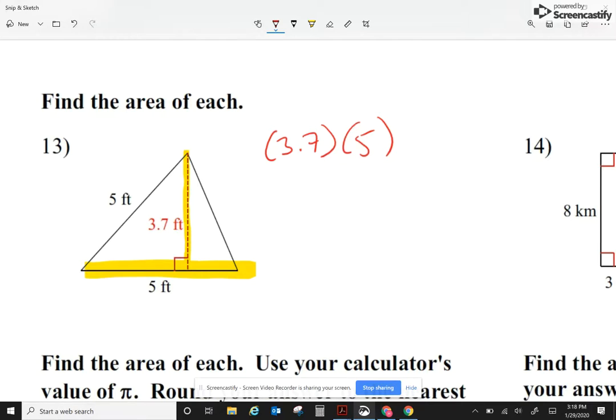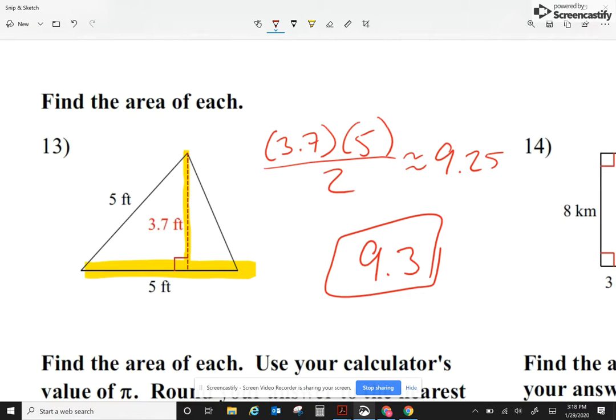But I'm trying to find a triangle. So in this case, let me divide by 2. So I'm just going to type it on my calculator, 3.7 times 5, the result divided by 2. According to my calculator, it says 9.25. I'm going to round it to the nearest tenth, one decimal place. So 9.3. Multiply the two numbers across 90 degrees and divide it by 2 for a triangle.